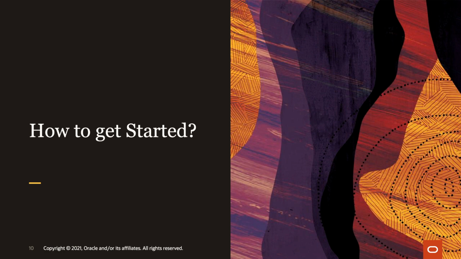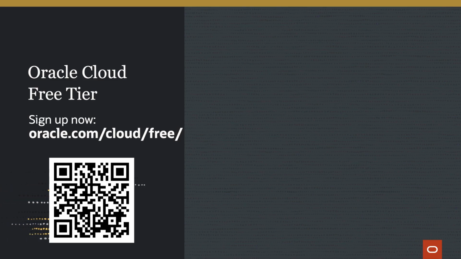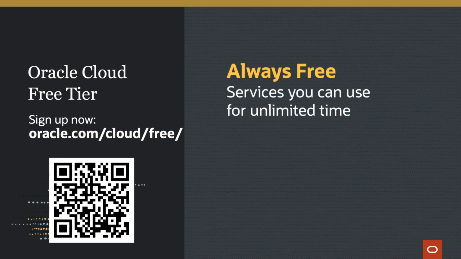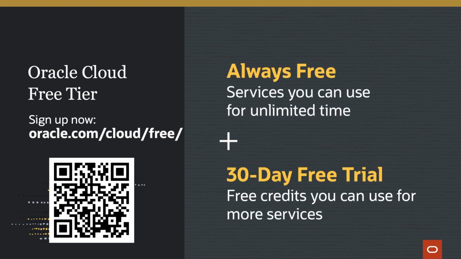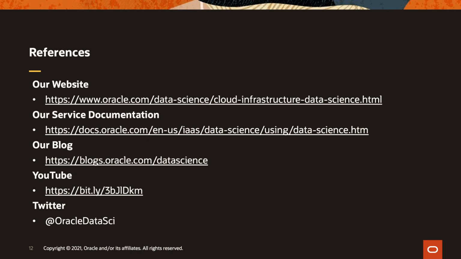So how do I get access to OCI data science and model deployment? So the easiest way is to sign up for the free 30-day trial of Oracle Cloud Infrastructure. And so with that, you will get $300 worth of credits that can be used with a variety of services, including OCI data science and model deployment.